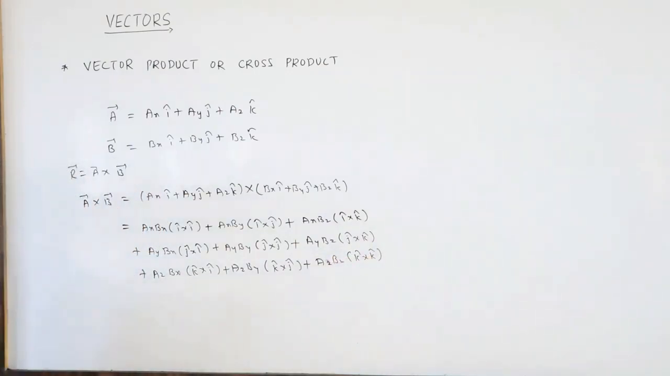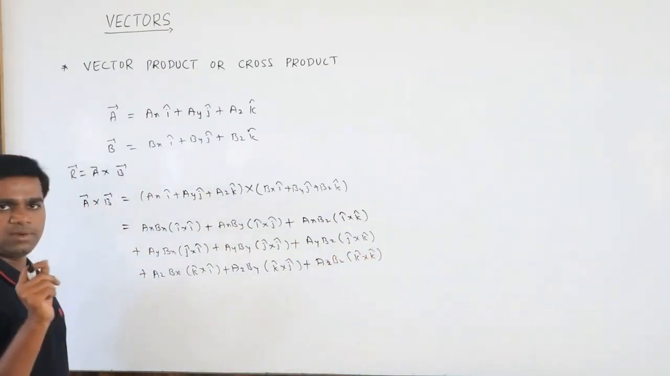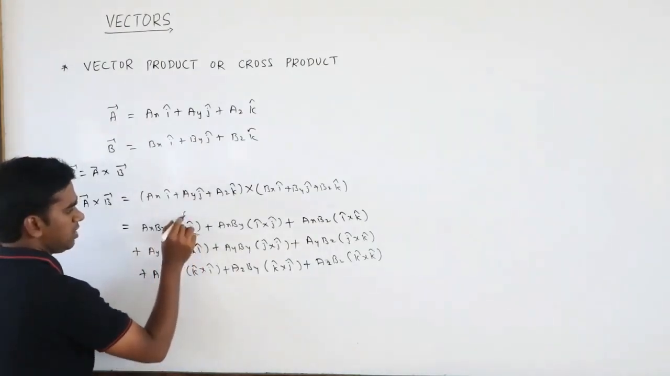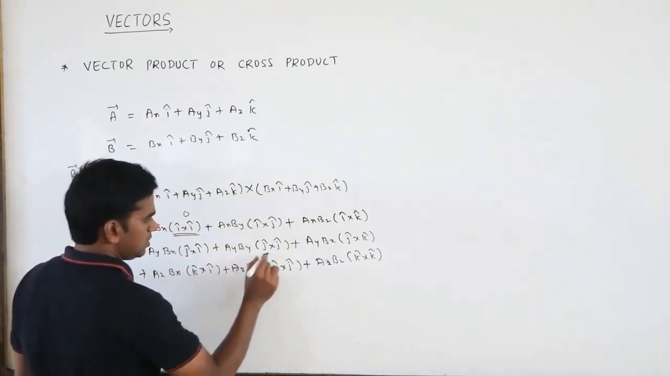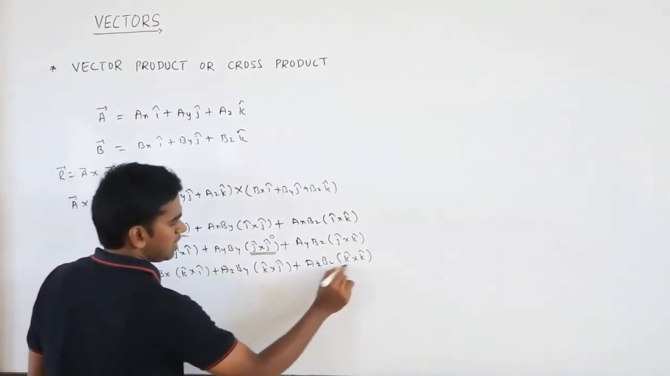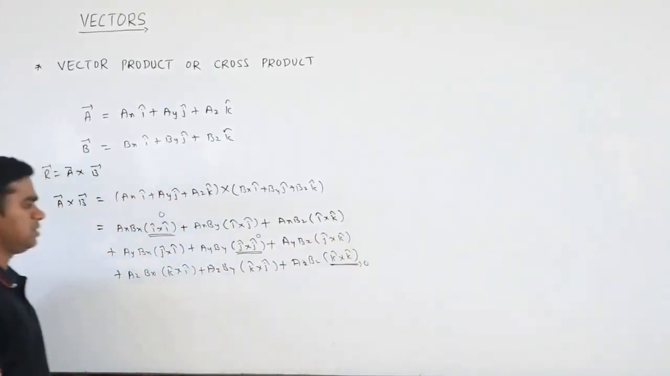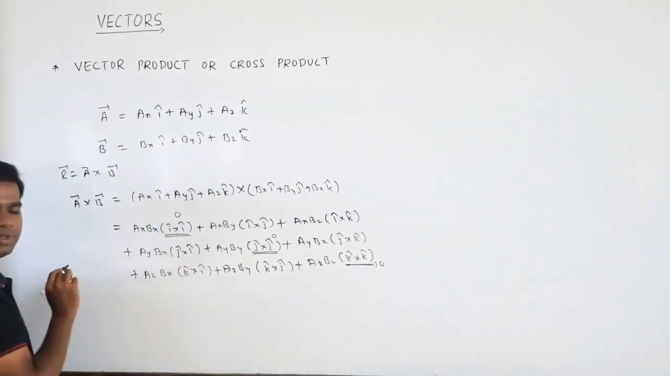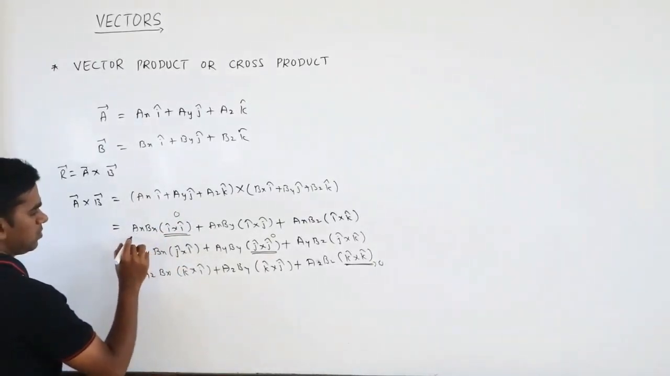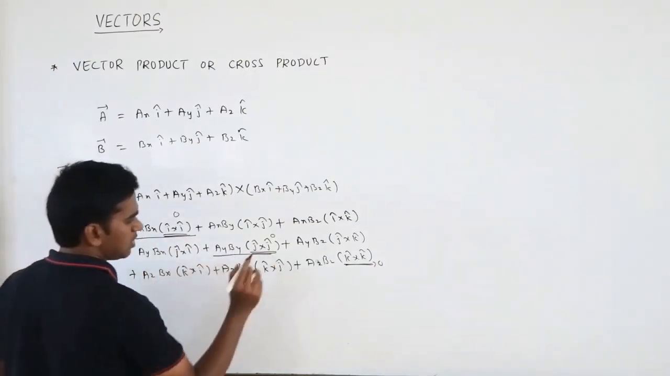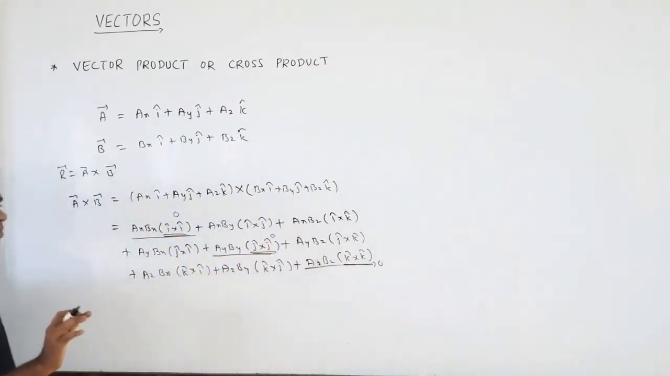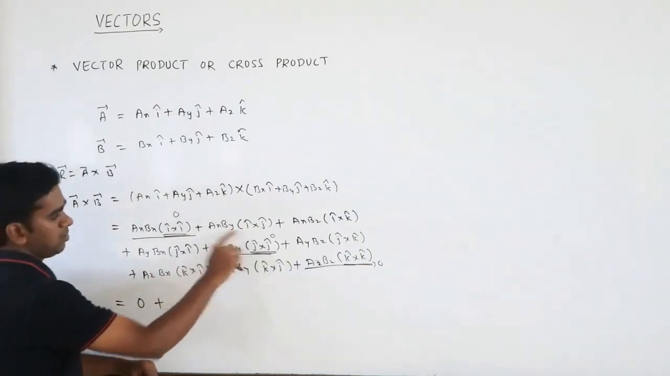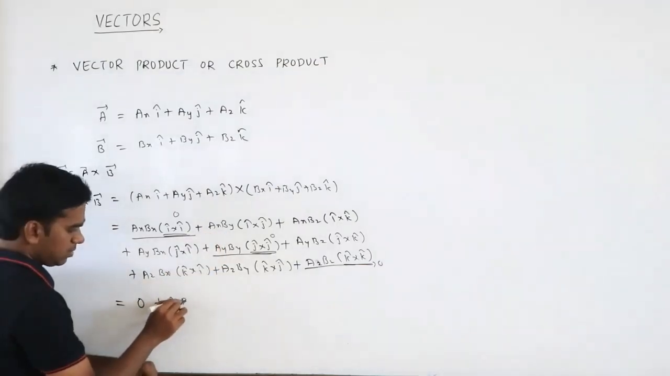Now here you make use of the cross product of unit vectors. I cross I is going to be 0. J cross J is going to be 0. K cross K is going to be 0. So these three are going to be 0, and if this is 0, this whole term is going to be 0. So write 0 plus Ax By as it is.